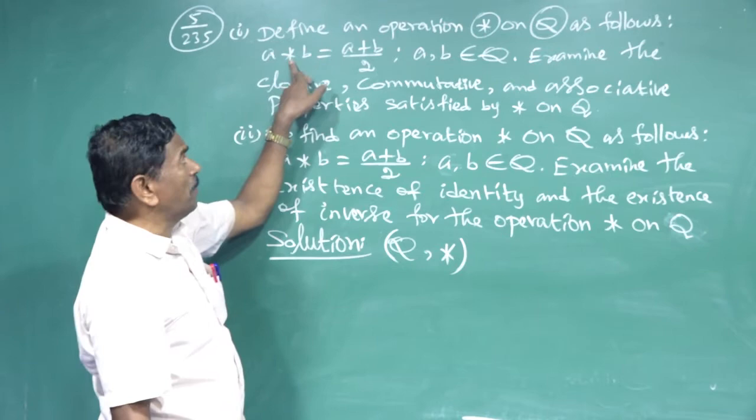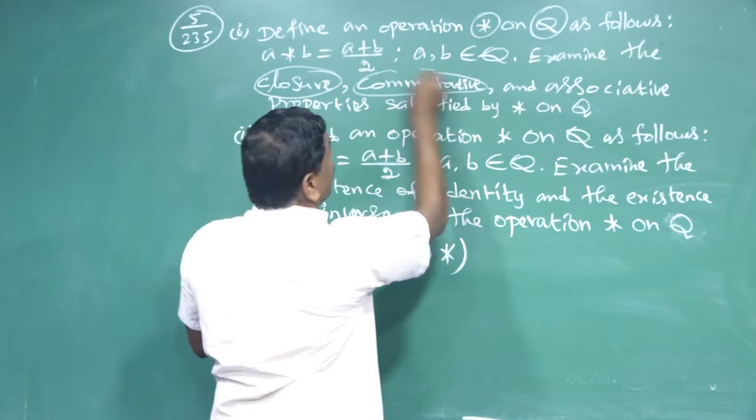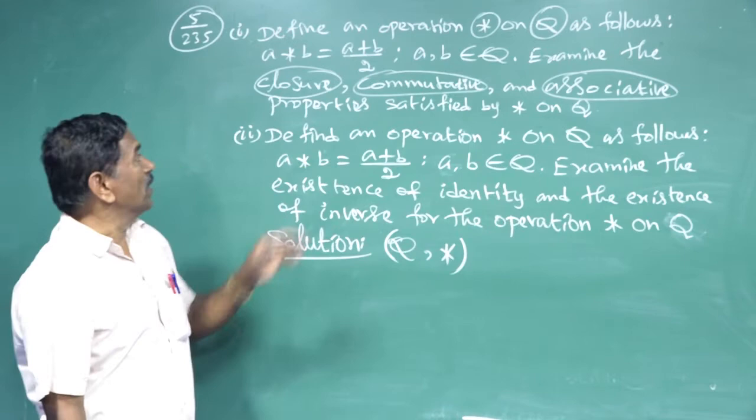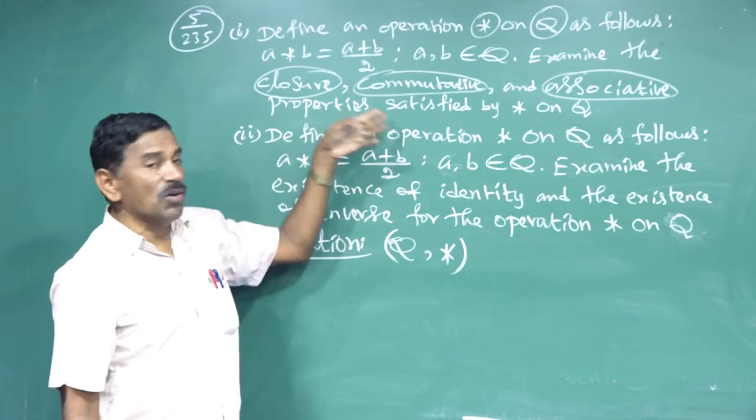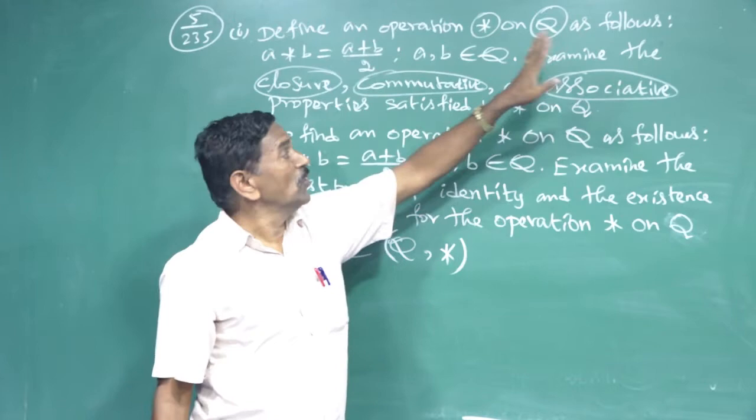Next, examine the closure axiom, commutative axiom, and associative axiom. Three axioms you want to verify. Examine the closure, commutative, and associative properties satisfied by star on Q. So we want to verify whether star is closed, star is commutative, star is associative, whether these properties are true or not. That is the first sub-question.